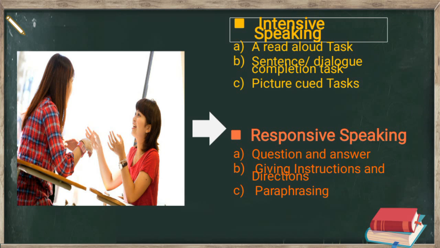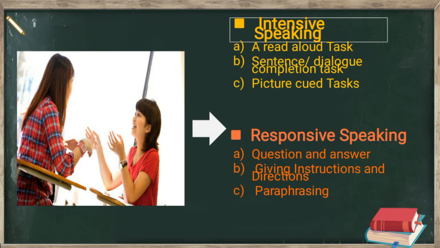And second is the sentence or dialogue completion task. It means that students read through the dialogue so he or she can think about proper lines to fill in. The teacher produces one part orally and the student responds. And the third task in intensive speaking is the picture cue task. The picture cue requires a description from the test taker.